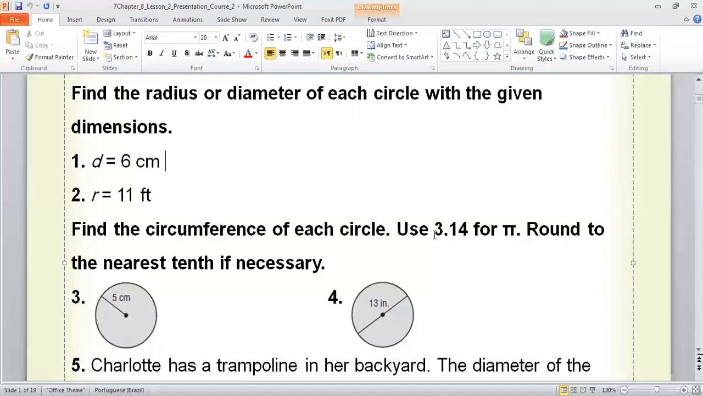So again, the rule here is 2 times pi times r. Look with me. In this case, my friend, we will make 2 times pi 3.14 times the radius.